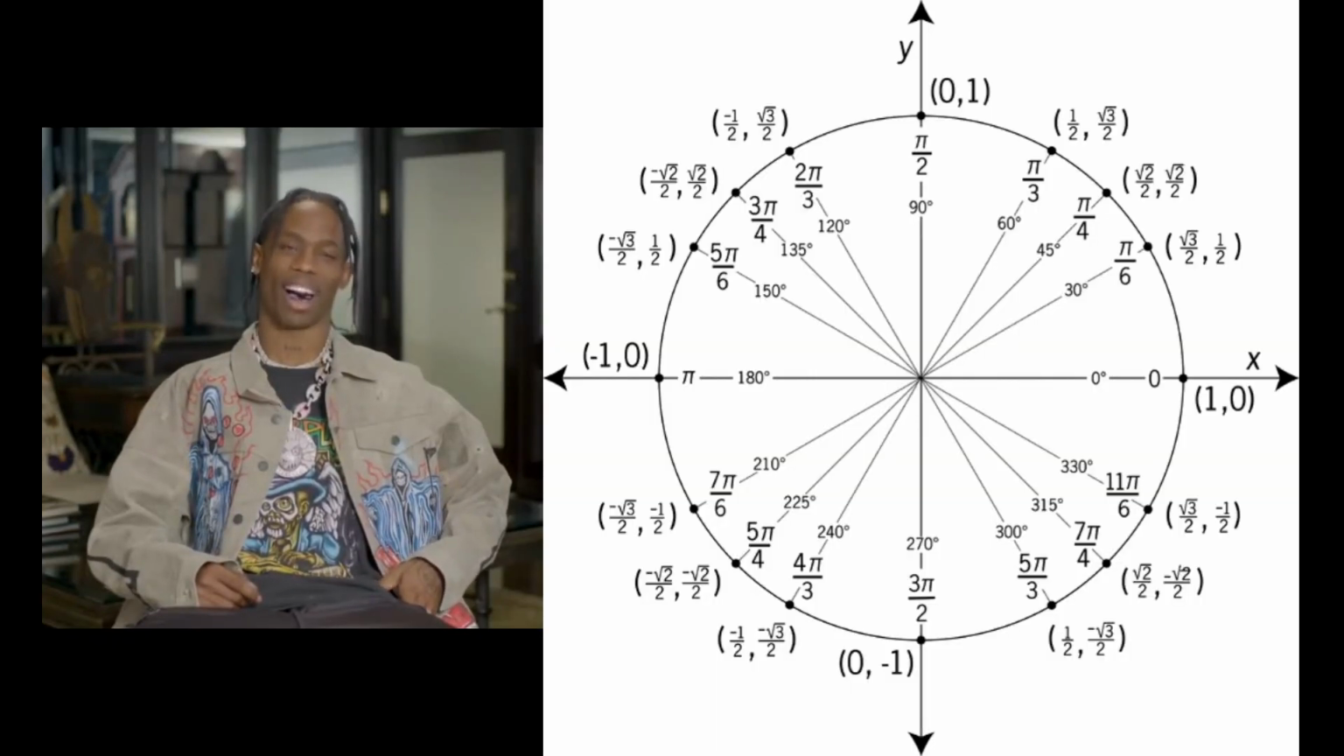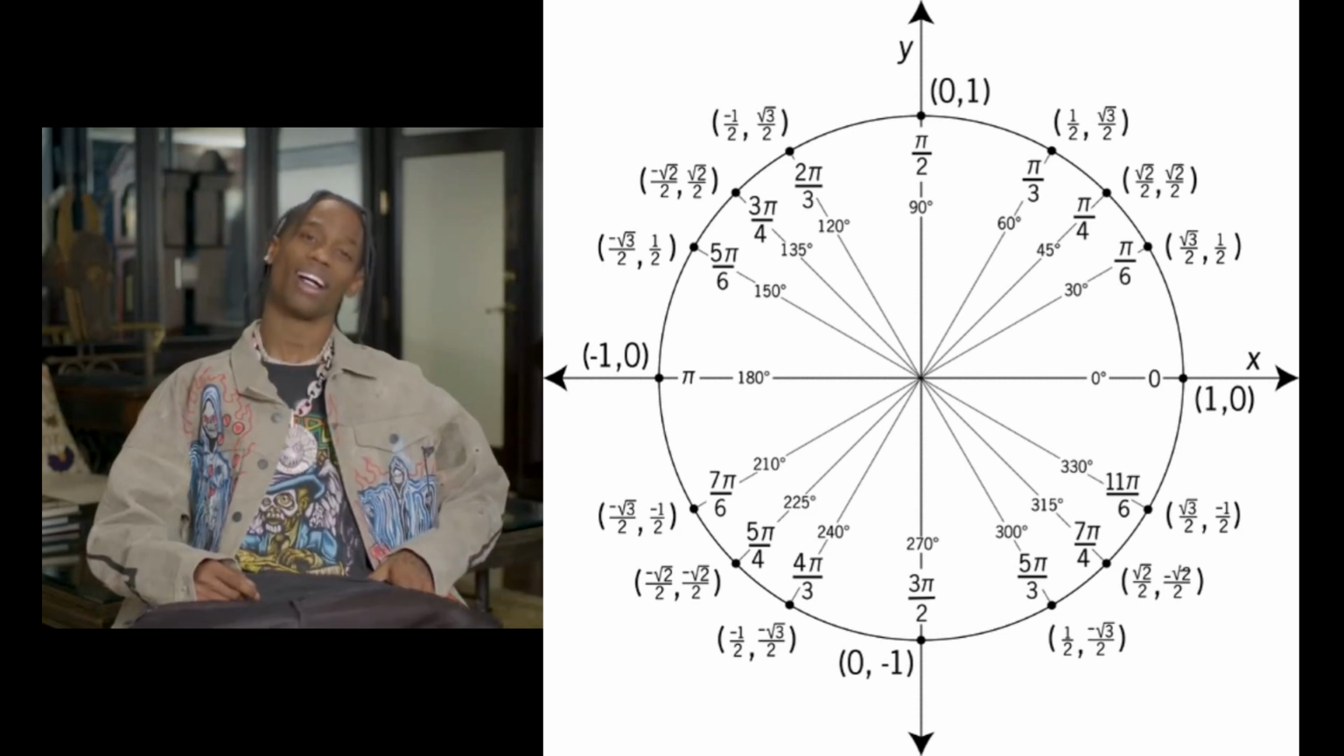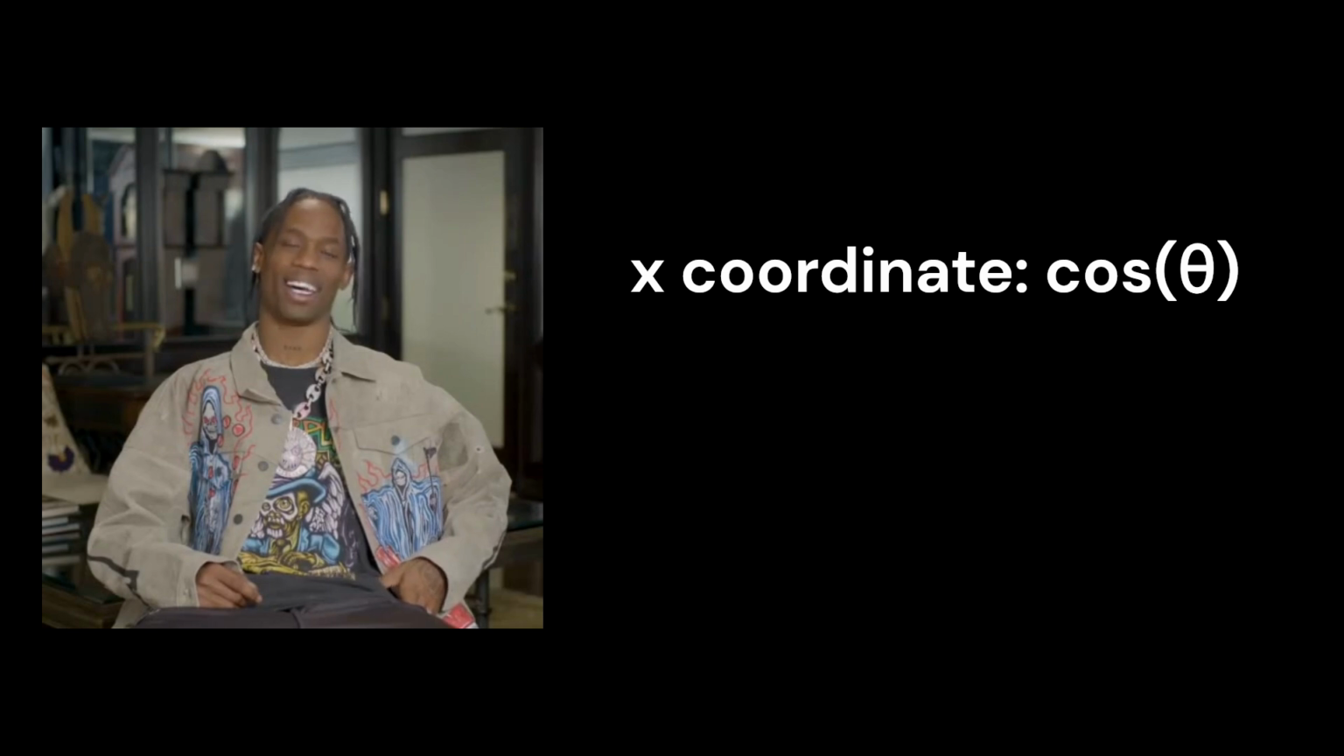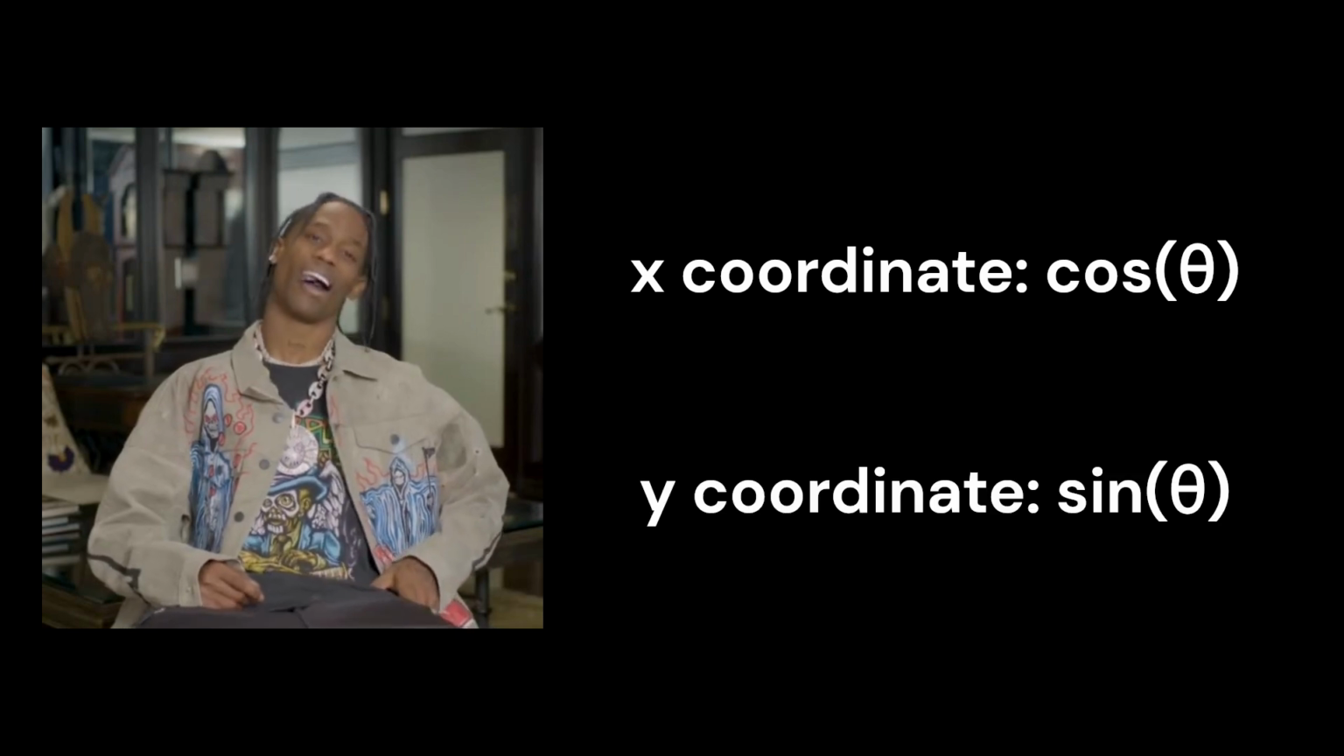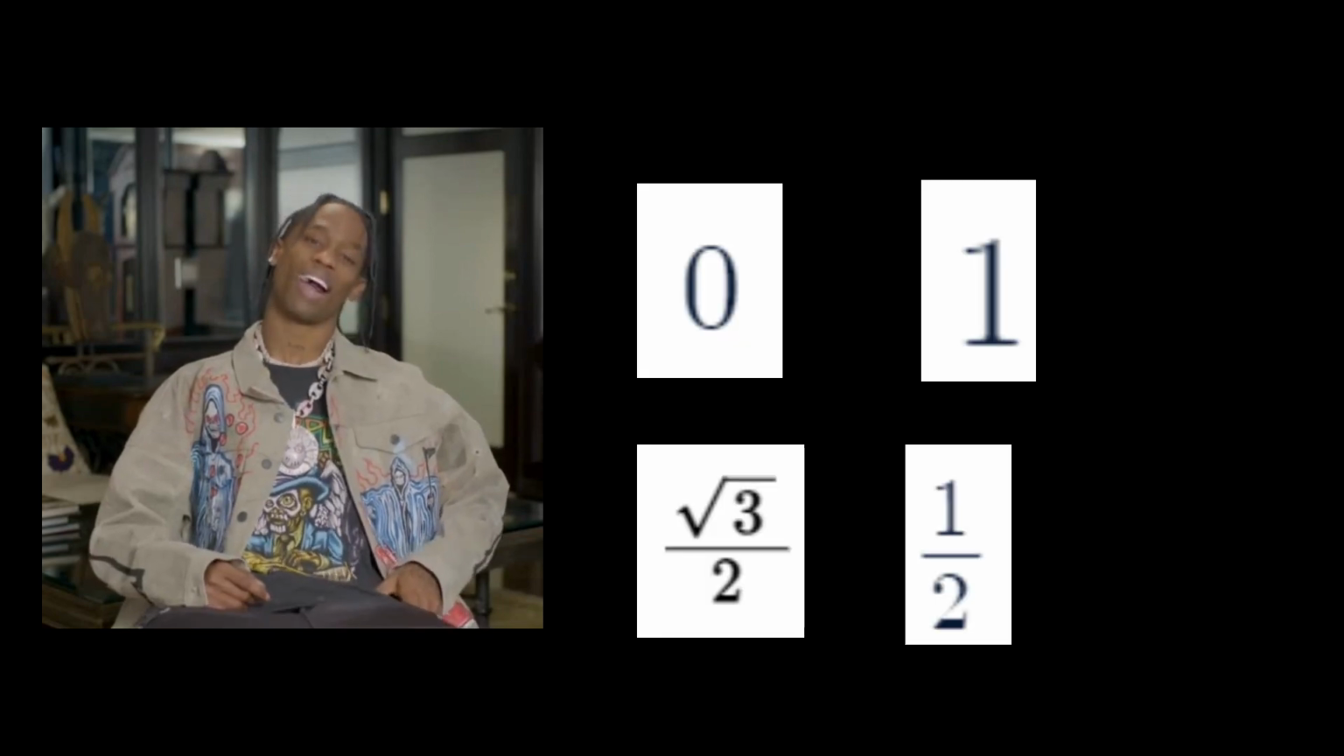As you can see, there are x and y coordinates every 30 degrees or pi over 6 radians. The x value is the cosine of that angle, and the y value is the sine of that angle. Each coordinate can be one of 5 absolute values: 0, 1, root 3 over 2, 1/2, and root 2 over 2. Let's start at the angle 0 degrees or 0 radians.